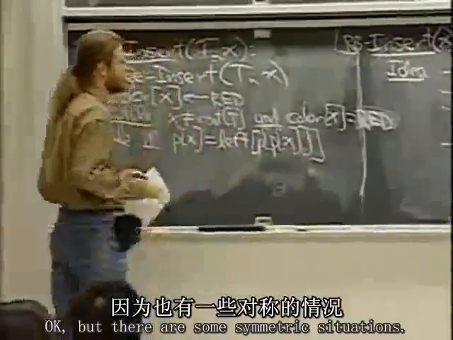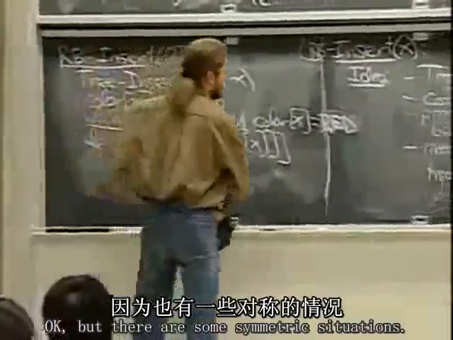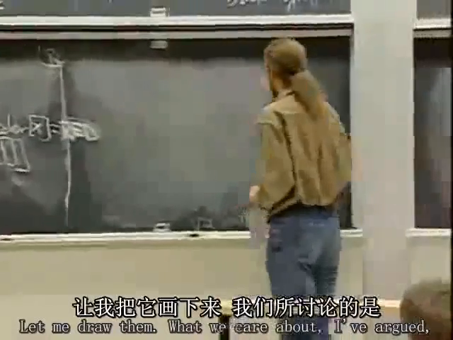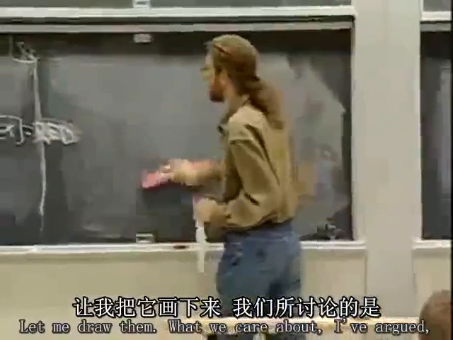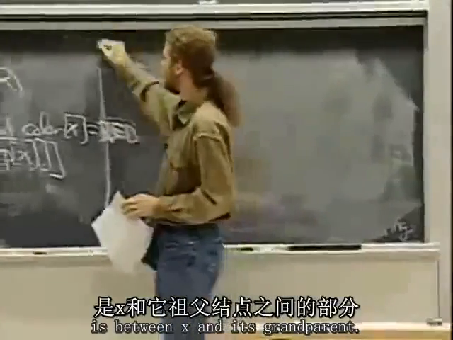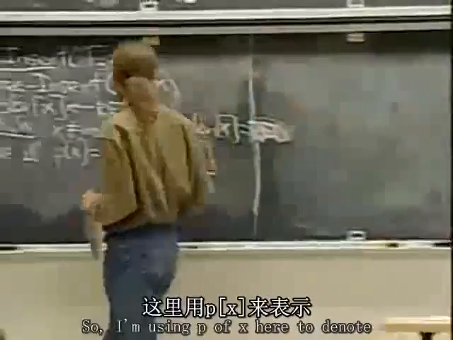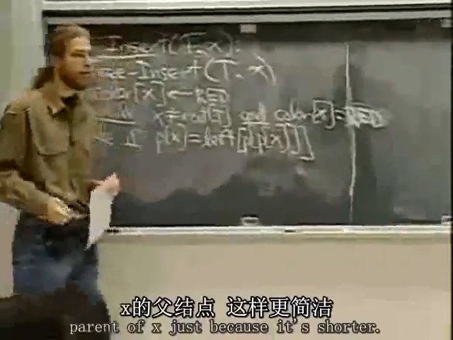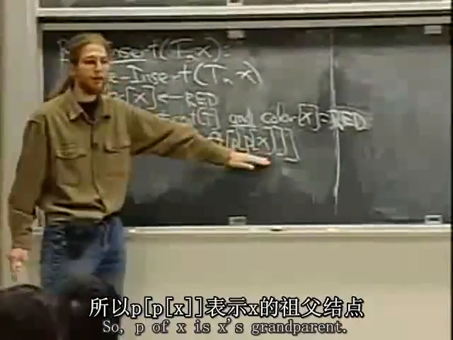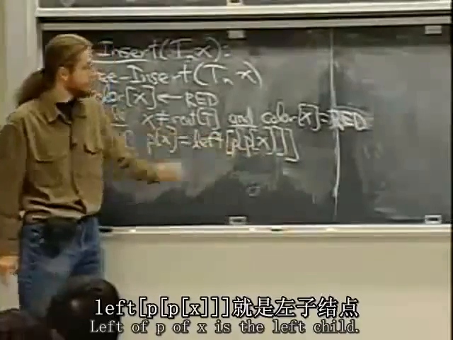Okay, but there are some symmetric situations. Let me draw them. What we care about, I've argued, is between x and its grandparent. So I'm using p of x here to denote parent of x just because it's shorter. So p of p of x is x's grandparent. Left of p of x is the left child.